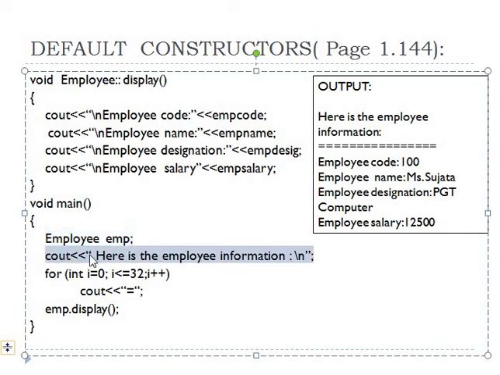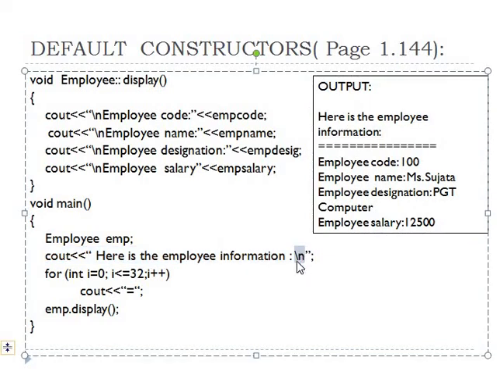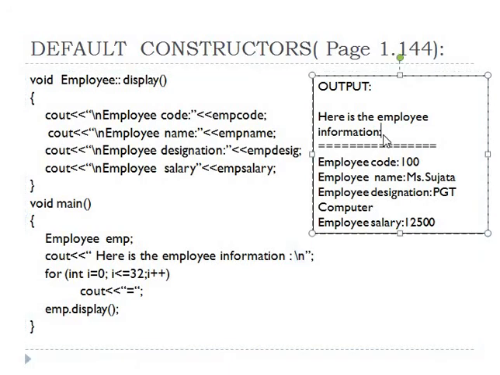Then in the next statement it prints the text "Here is the employee information" using this cout command, and this text gets displayed in the output like this. As the text ends with a \n, the control is going to move to the next line over here.